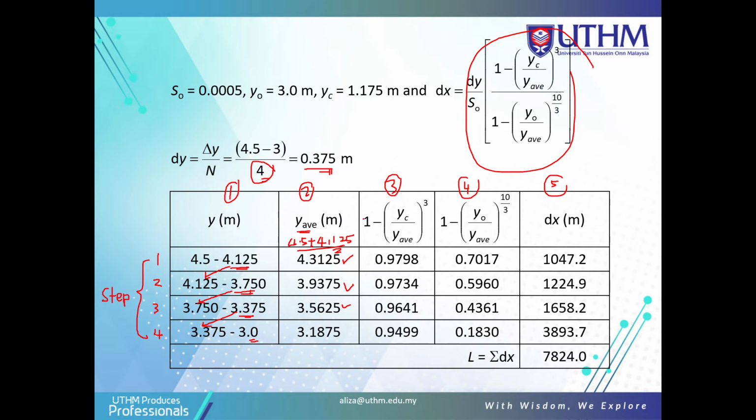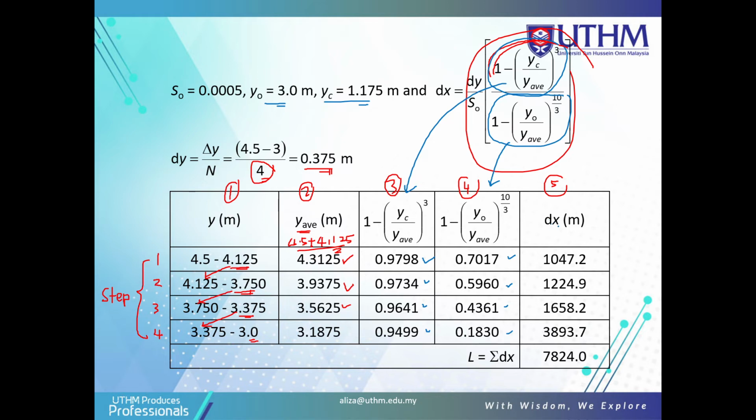Okay, after you get this one, use column 3 based on the formula here. Based on this formula above, you put at column 3, and this one below here, you put at column 4. So to calculate here, based on the y, divide by the y average here at column 2, and you get this value. And so on. It's also the y naught here, divide by the y average based on column 2, so you get this value based on power of 10 over 3.